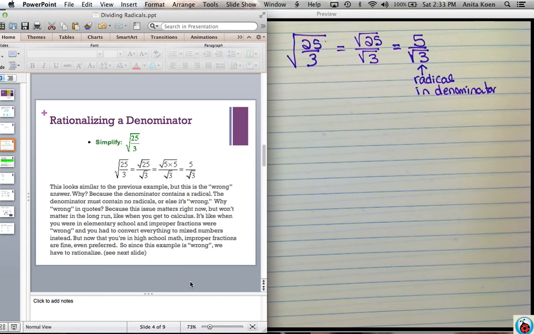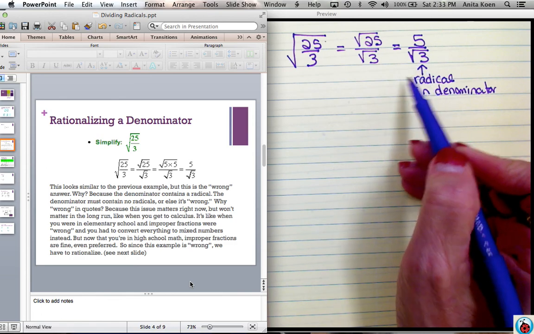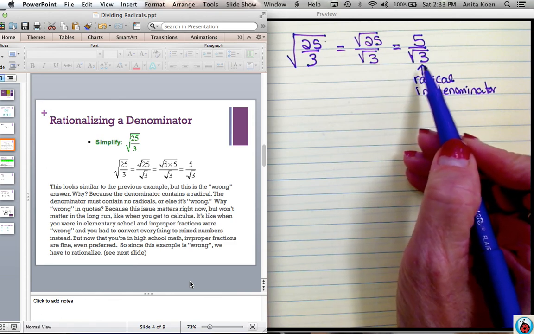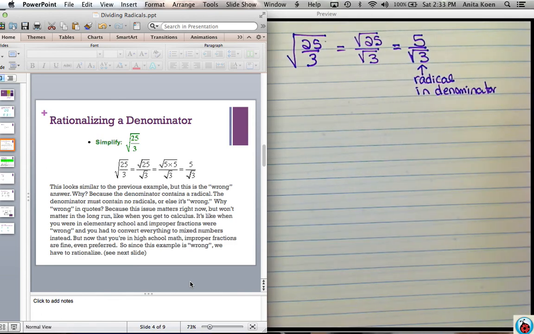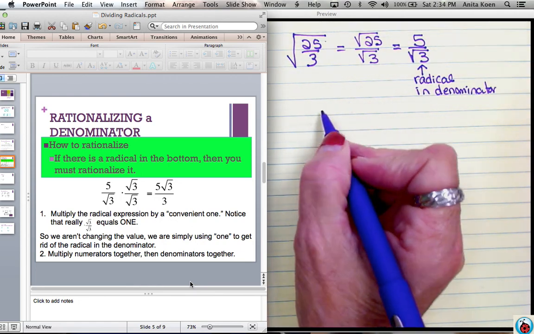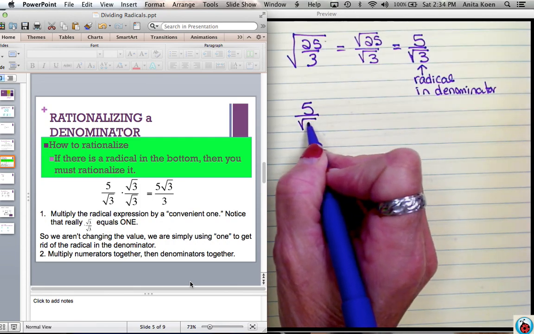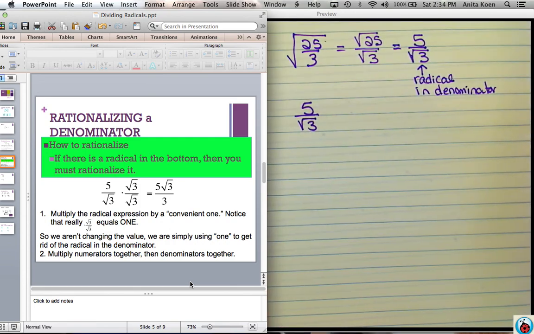So this example, we're going to say, is not customary to leave this way. We do not want to leave answers with a radical in the denominator. So what we're going to do is what we call rationalizing the denominator. How do we rationalize the denominator? If there is a radical in the bottom, like this problem that we're looking at, we've got 5 divided by the square root of 3, then you must rationalize it.